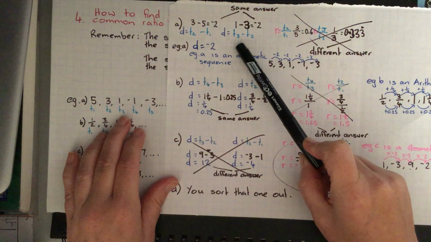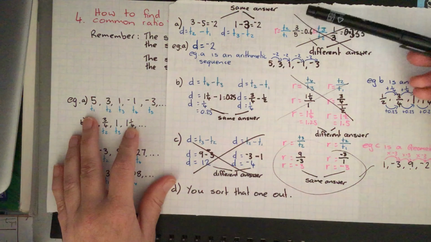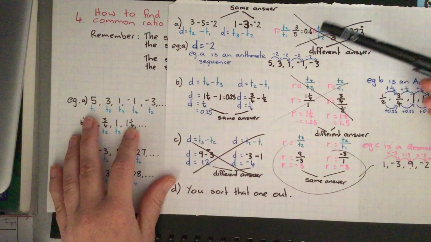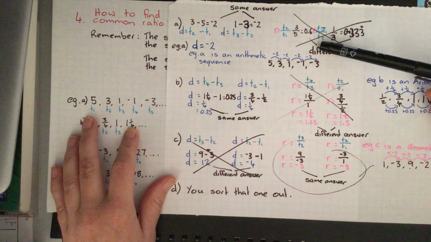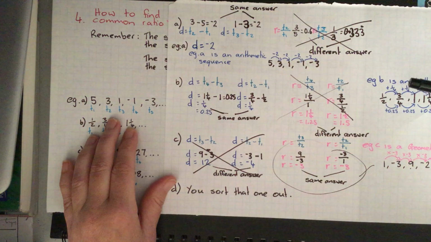I could then go through and check in the sequence. 5 take away 2 is 3, 3 take away 2 is 1, 1 take away 2 is -1, and so on. I've checked to see if that difference works. It does. I've confirmed to myself that it is in fact arithmetic. But just to prove that it isn't geometric, I took term 2, which had a value of 3, and divided it by term 1, which had a value of 5. 3 divided by 5 gave me 0.6. Term 3 divided by term 2, which was 1 divided by 3, gave me 0.33 recurring. 2 different answers, can't be geometric.